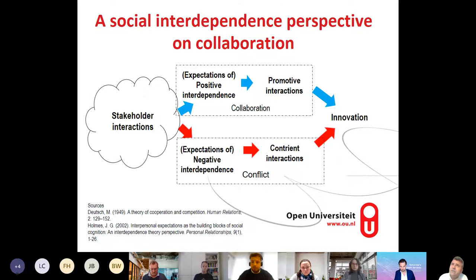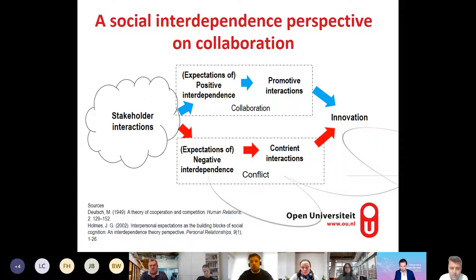And in terms of discussing collaboration as social interdependence, we have to understand that everything starts in the minds of the people that participate in that relationship. So everything starts with expectations. And this is something very important. If we discuss collaboration across departments, within a group, or within the organization as a whole, it all starts with the expectations that the actors have when they engage in this relationship.